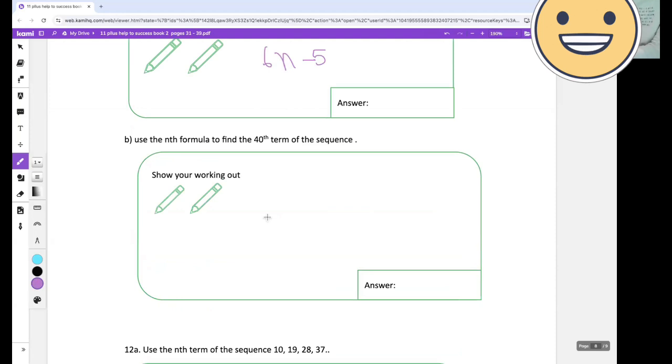235. It'll be 6 multiplied by 40. And then you're minusing 5 from that. Yeah, I said 235. It'll be 200 and 35. Yeah, 235. Yeah, that's right.